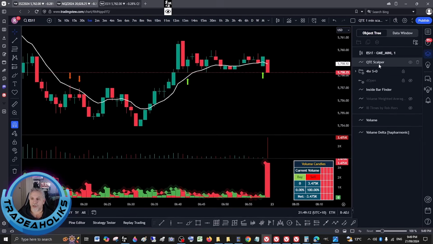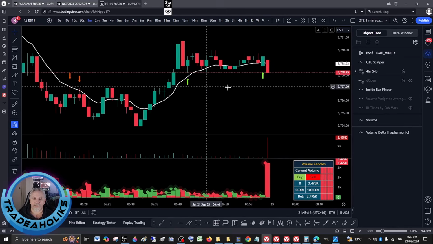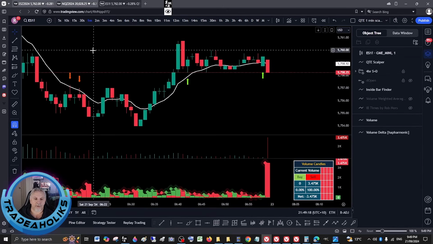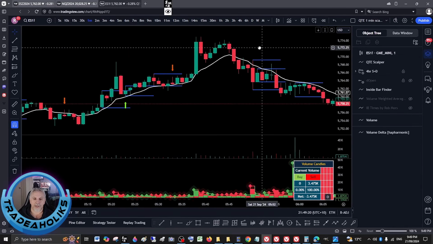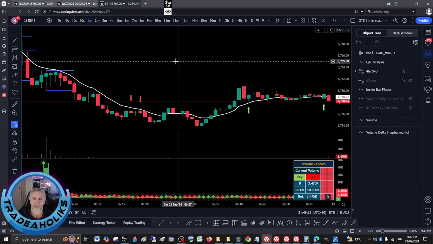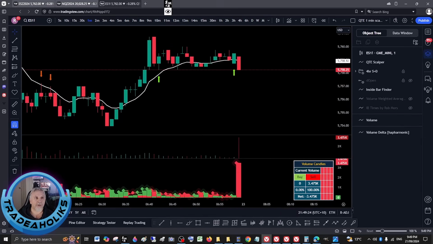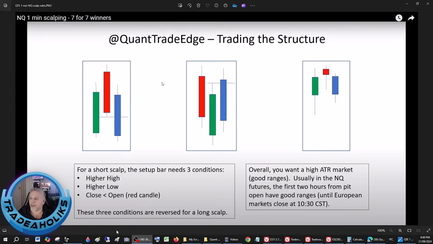So this QTE scalper here, and I'll give you those after I finish explaining. This will give you the arrows of when to take longs and when to take shorts. Now for the first strategy, what you're looking for, if I switch over to this screen here, is an example of what to look for on this QTE Quant Trade Edge system.